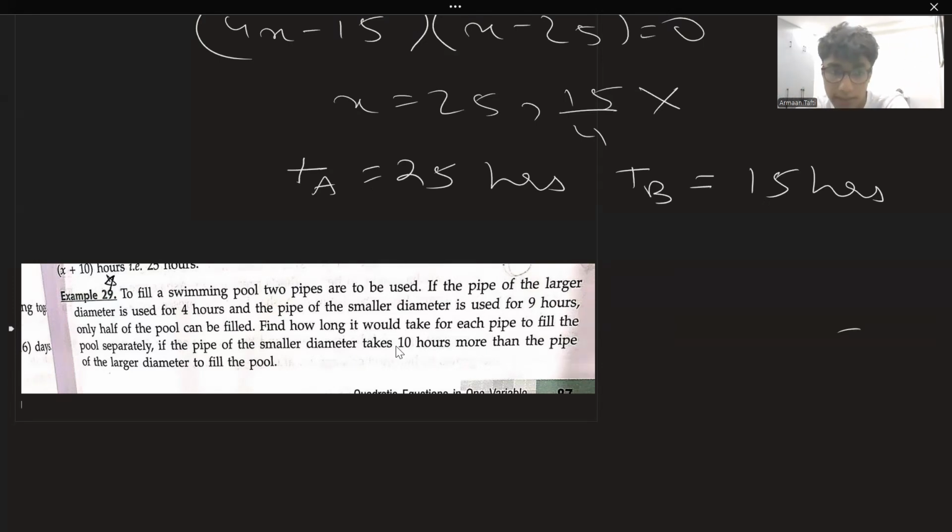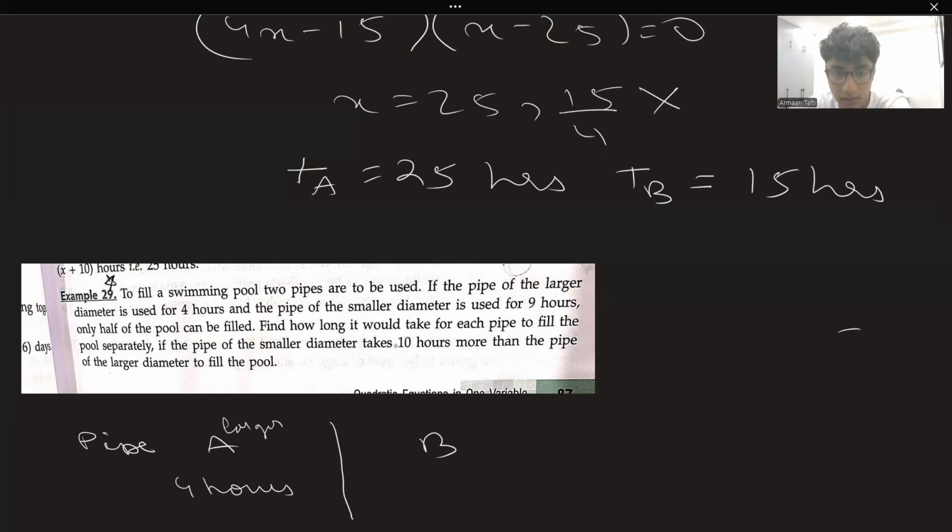Let's break down the question into smaller parts. Two pipes are used. Let's again call them pipe A and pipe B. Now, if the pipe with the larger diameter is used for 4 hours, so we're using this for 4 hours, let's say pipe A is larger, right? So 4 hours larger.